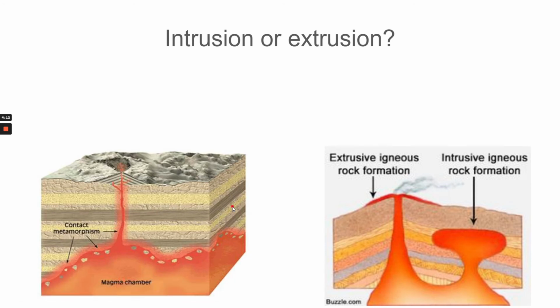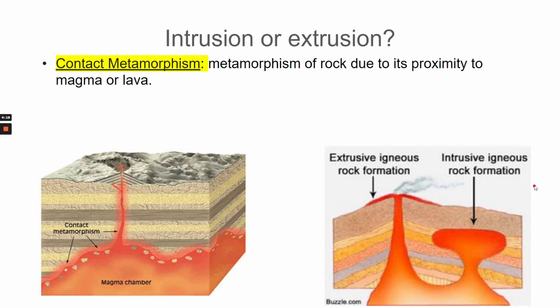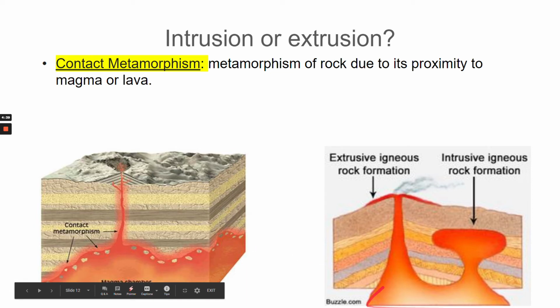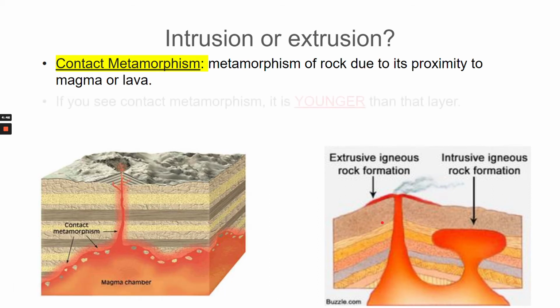What I want to talk about now, though, because faulting is relatively straightforward, but I want to make sure we remember what intrusions and extrusions are and how we can tell. So we're looking for something called contact metamorphism. We talked about this when we talked about rocks and minerals. The word contact means to touch. Metamorphism is to change. So we're changing a rock due to its proximity to, or touching, magma or lava. So if you have magma and lava, remember it's very, very, very hot. Whatever is very close to it is going to change through the process of contact metamorphism.